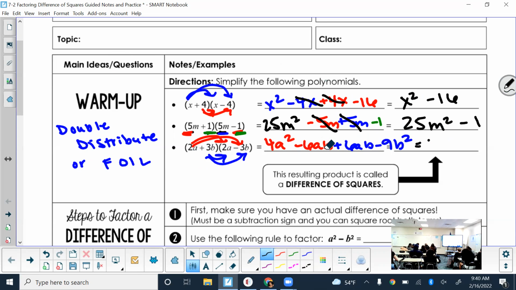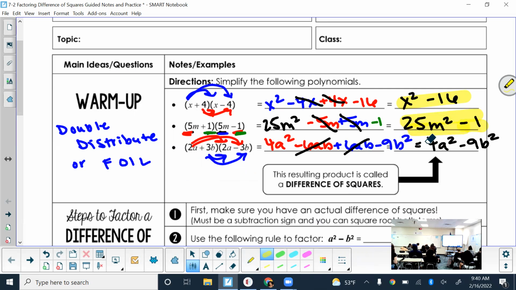So do I have like terms? What do I get when I combine them? They cancel out. So then my final answer is what remains. So 4a squared minus 9b squared. Right, so those are the answers for the warm-up. Questions on that?